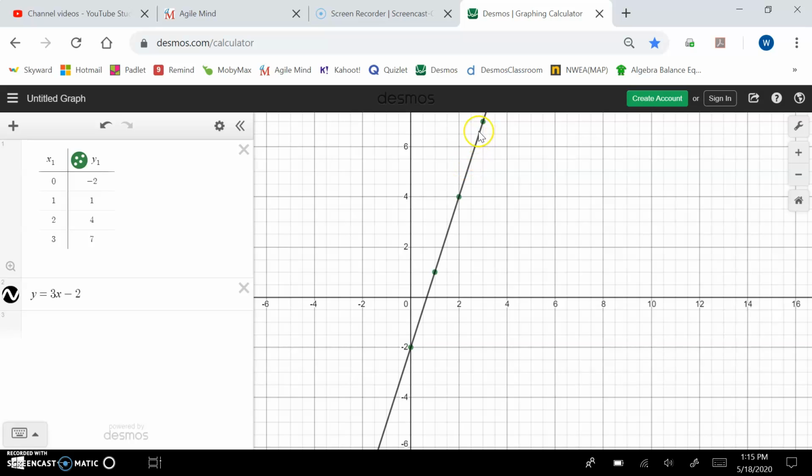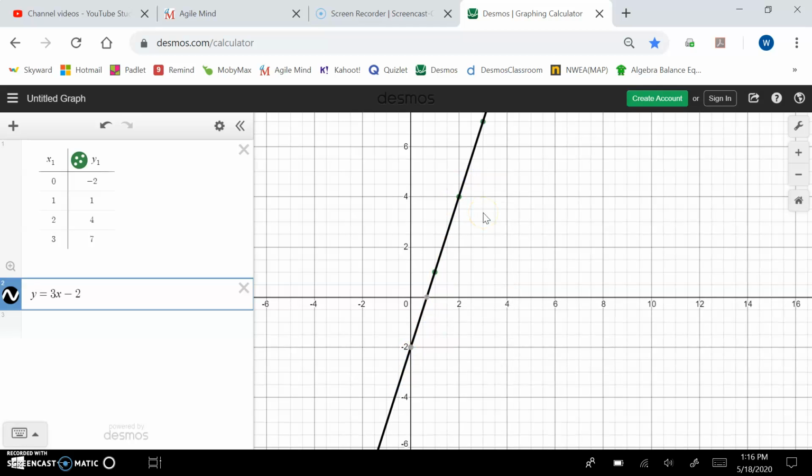So if I run my cursor along here and click on it, it'll give you the xy value at any point along that line. If I put in that x value, so for example, the one I'm showing now, 1.54, if I did 3 times 1.54 minus 2, I would get 2.62. So that's another xy pair that makes this true. And that's true for anywhere on here.